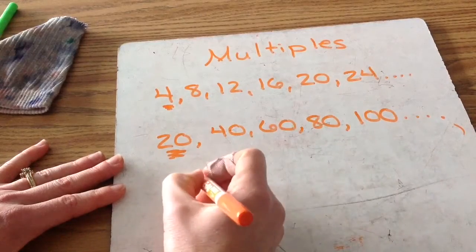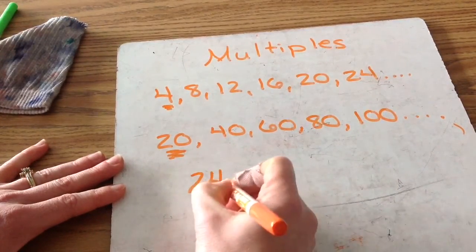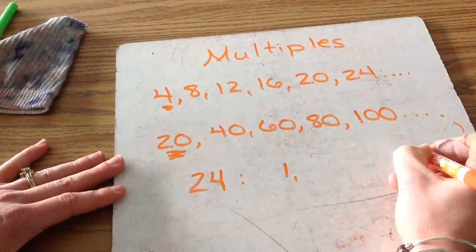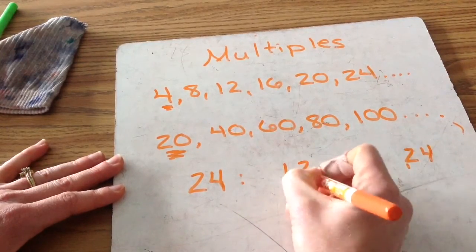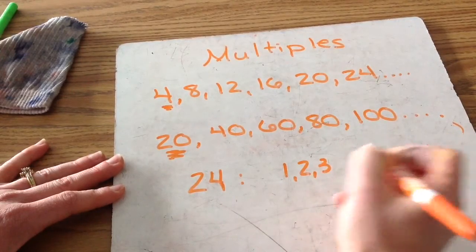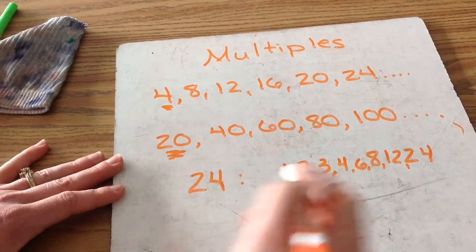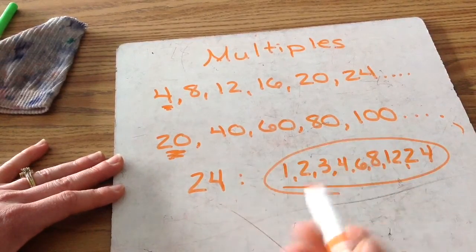So if I said, let's look at the factors of 24. Well, the factors of 24 are 1 and 24, 2 and 12, 3 and 8, 4 and 6. Those are factors. You notice how it stops? I don't have any more.